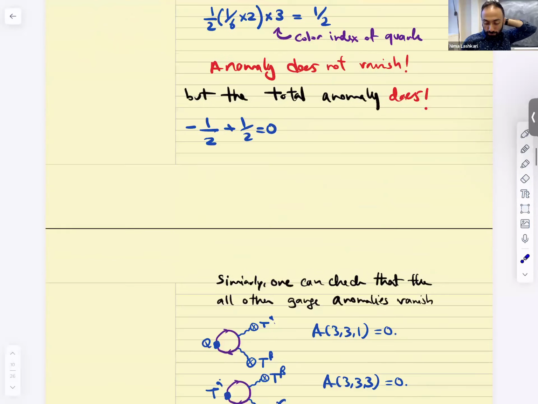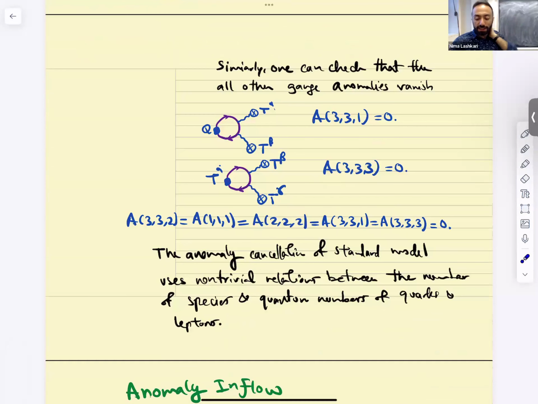Questions? Similarly, you can check that the 331 anomaly vanishes, the 333 anomaly vanishes, and all of these vanish. Important point: the anomaly cancellation of the Standard Model uses non-trivial relations about the matter content. So that is important for the internal consistency of the theory. Good?